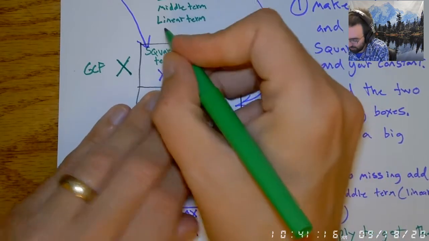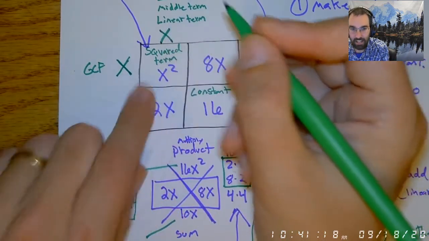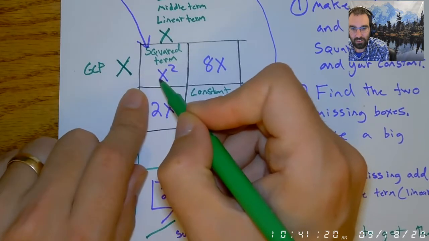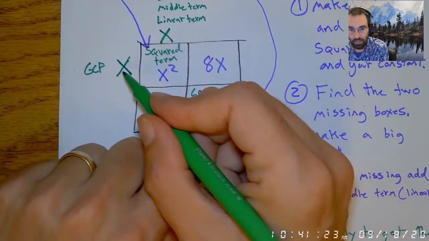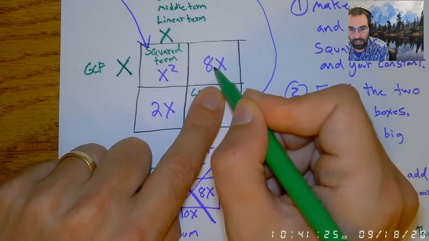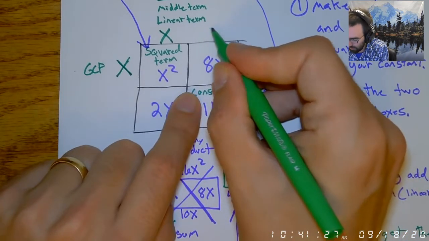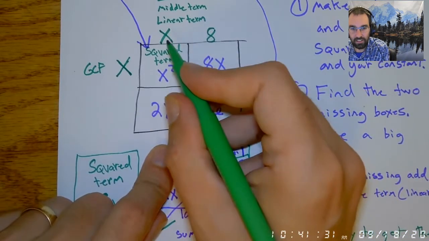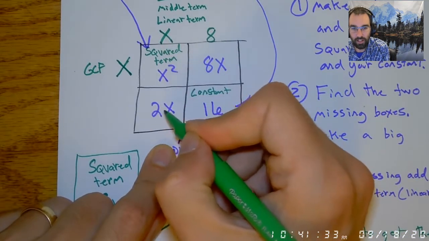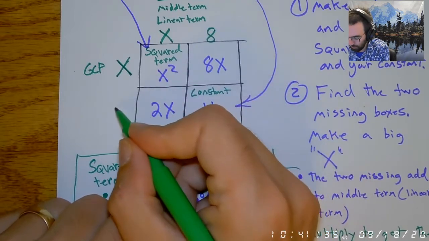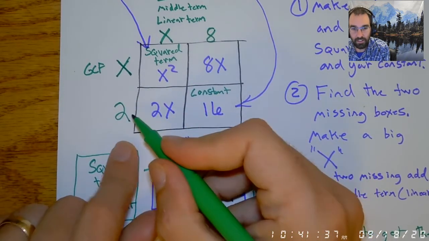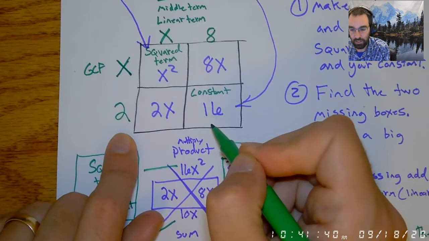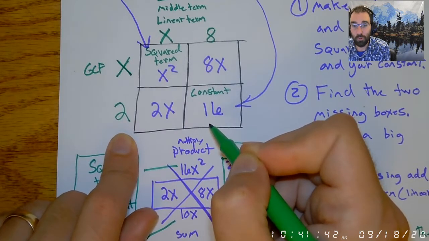Yes, that's it. It's x times x. So we have x times x is x squared. Then I can go here and ask, what times x gives me 8x? That would be 8. 8 times x gives me 8x. And then here, what times x gives me 2x? It's going to be 2. And then it's going to be 2 times 8. Is 2 times 8 16? Oh, cool. So we're good to go.